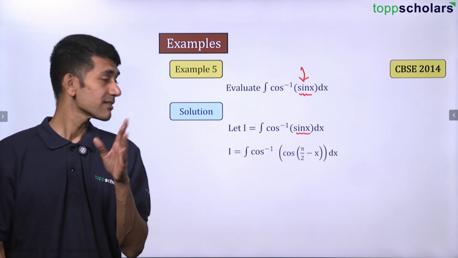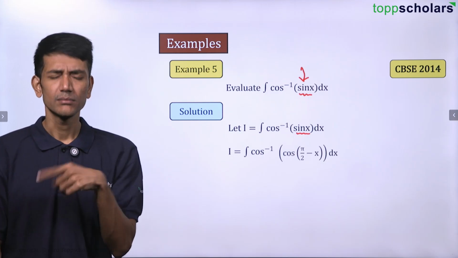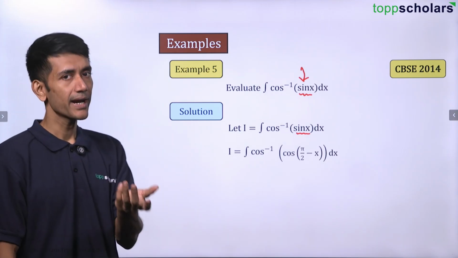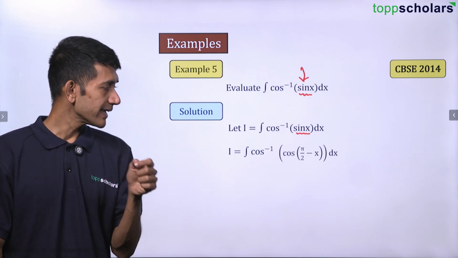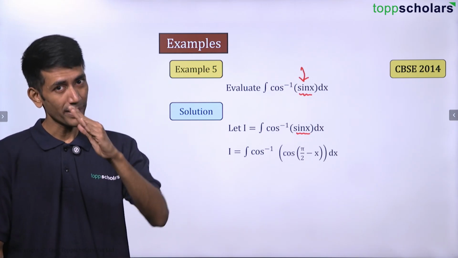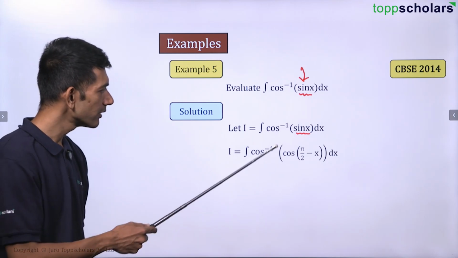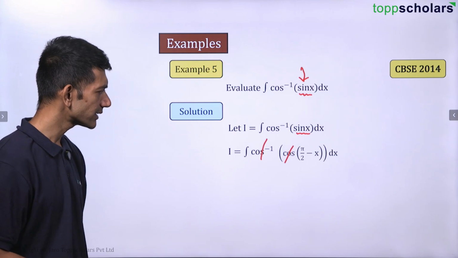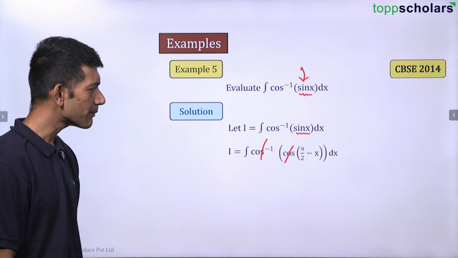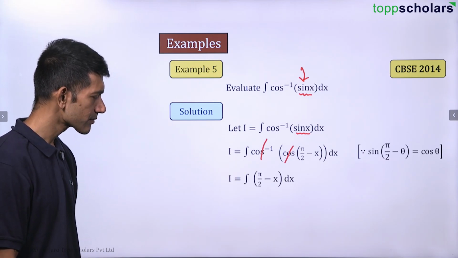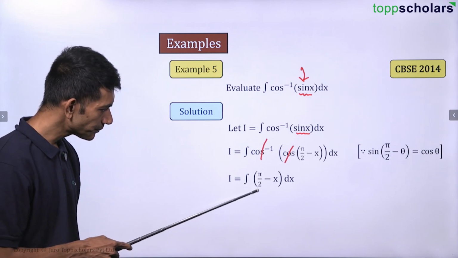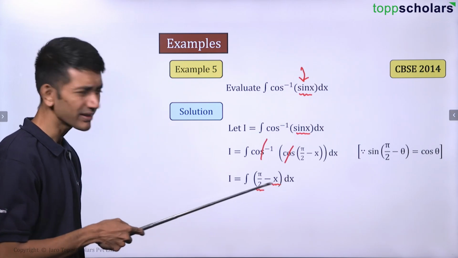can be expressed as cos of pi by 2 minus theta, or cos of pi by 2 minus x. Same thing, if the angle is x, we'll write it in x. So sin x is cos of pi by 2 minus x, which lies in the first quadrant. So cos inverse cos, you don't have to actually cancel it, just for your understanding. So this becomes I is equal to pi by 2 minus x, right? So pi by 2 minus x. I mean, you can separate that, right?